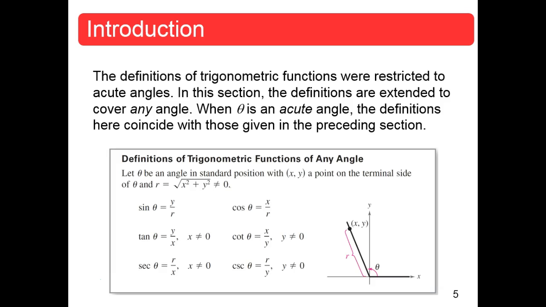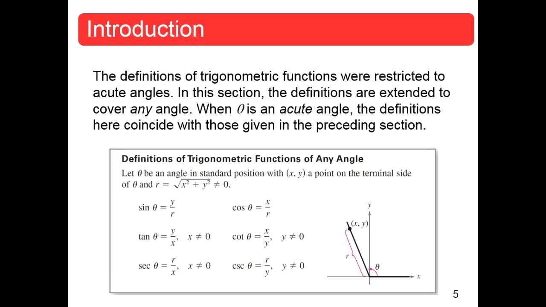So, introduction. Here's what we've seen over and over again, and you'll continue to see it. The definition of the trigonometric functions were restricted to acute angles. Now we're going to extend them to cover any angle. So when theta is an acute angle, the definitions here coincide with those of the previous section. But when they're obtuse, like that angle down there, they still work. These same definitions still work.